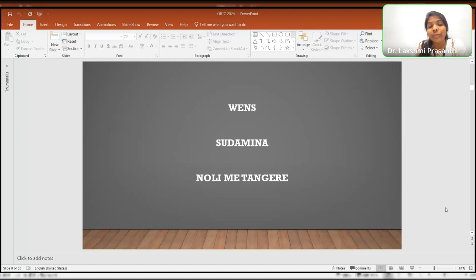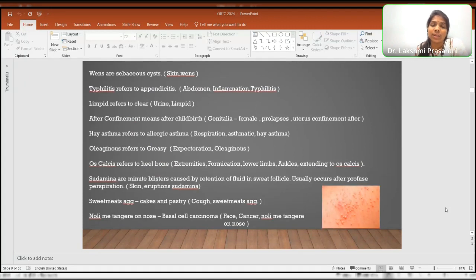So wens are basically the sebaceous cyst, the cyst which has a punctum, and there is a lot of pustular discharge from that. Mostly in Kent repertory, it is given in the name of sebaceous cyst, whereas in some places it is given under the name wens. So the chapter in which it is given in the name wens is skin, wens. Many times, a lot of patients come with complaints of appendicitis, and the word appendicitis is present in the repertory in the name typhlitis, under the chapter abdomen, inflammation, typhlitis.